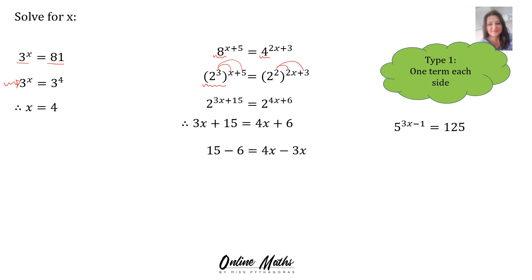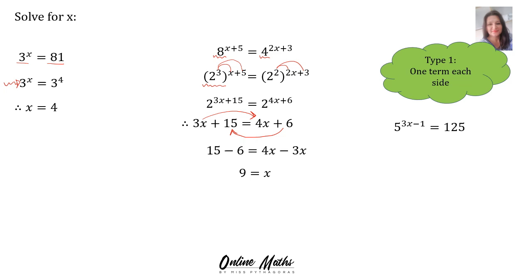So what I did was 3x will go across and plus 6 will go to the left hand side. And then on the left hand side, 15 minus 6 is 9. And on the right hand side, 4x minus 3x is x. Therefore, the solution to your equation is x is equal to 9.